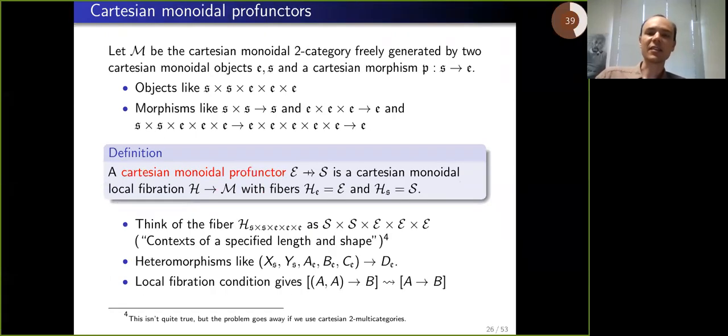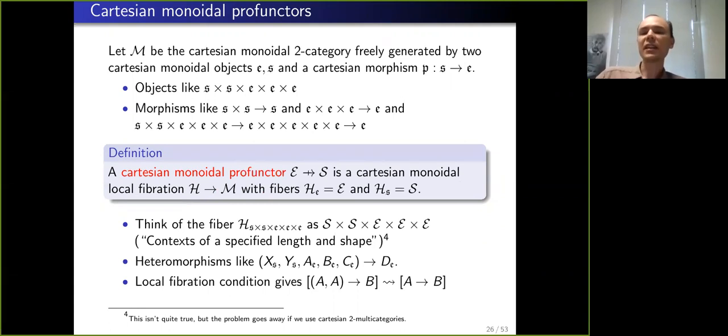So our context is going to be, we have a two category, which is going to replace our category M of modes. And then the objects of this two category are going to be given Cartesian monoidal structure. And that means that M has to be a Cartesian monoidal two category.